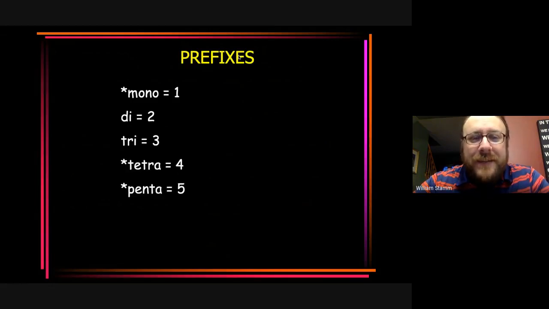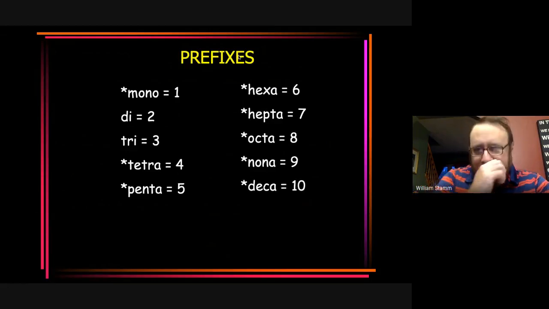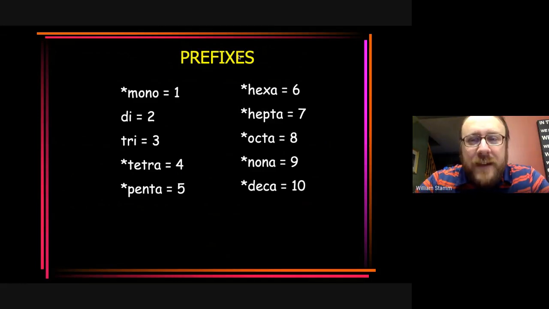Penta, five. Hexa, six. Hepta, seven. Octa, 8, nona, 9, and deca, 10. So those are your 10 prefixes we would use, and most of you are familiar with them from previous experiences with numerical prefixes, especially maybe in geometry class. Like an octagon has 8 sides. A pentagon has 5. So you've heard of these words before.